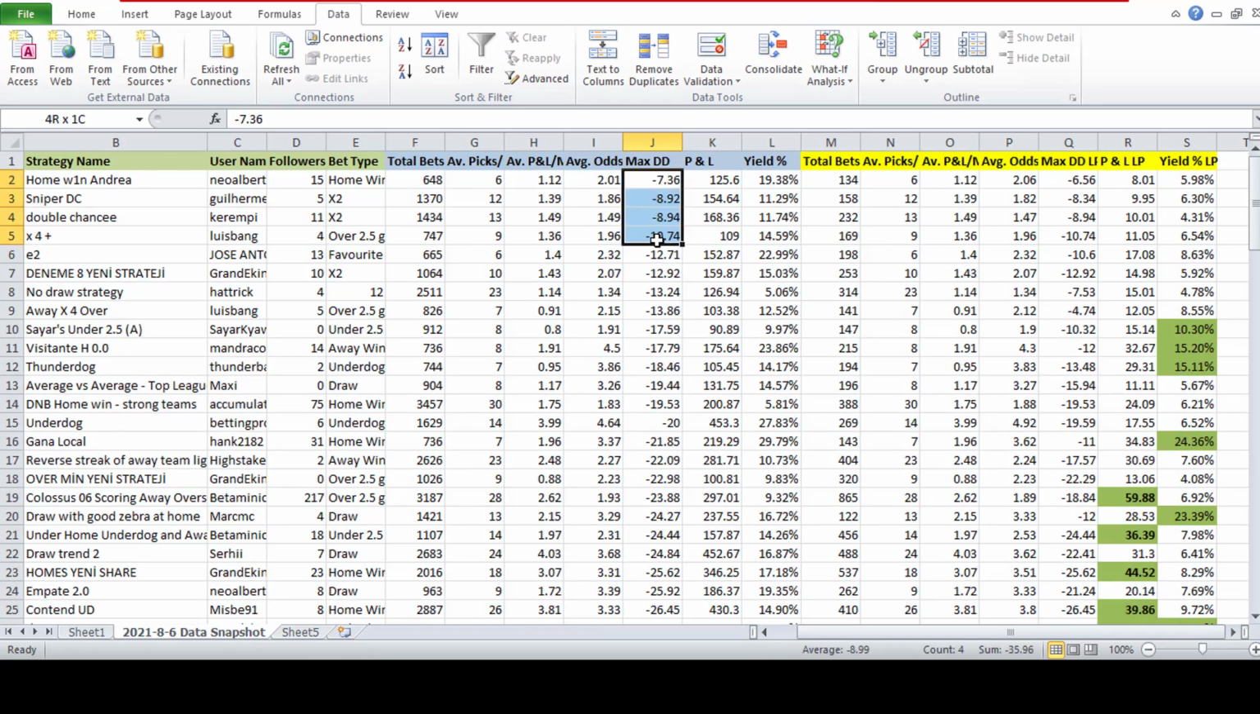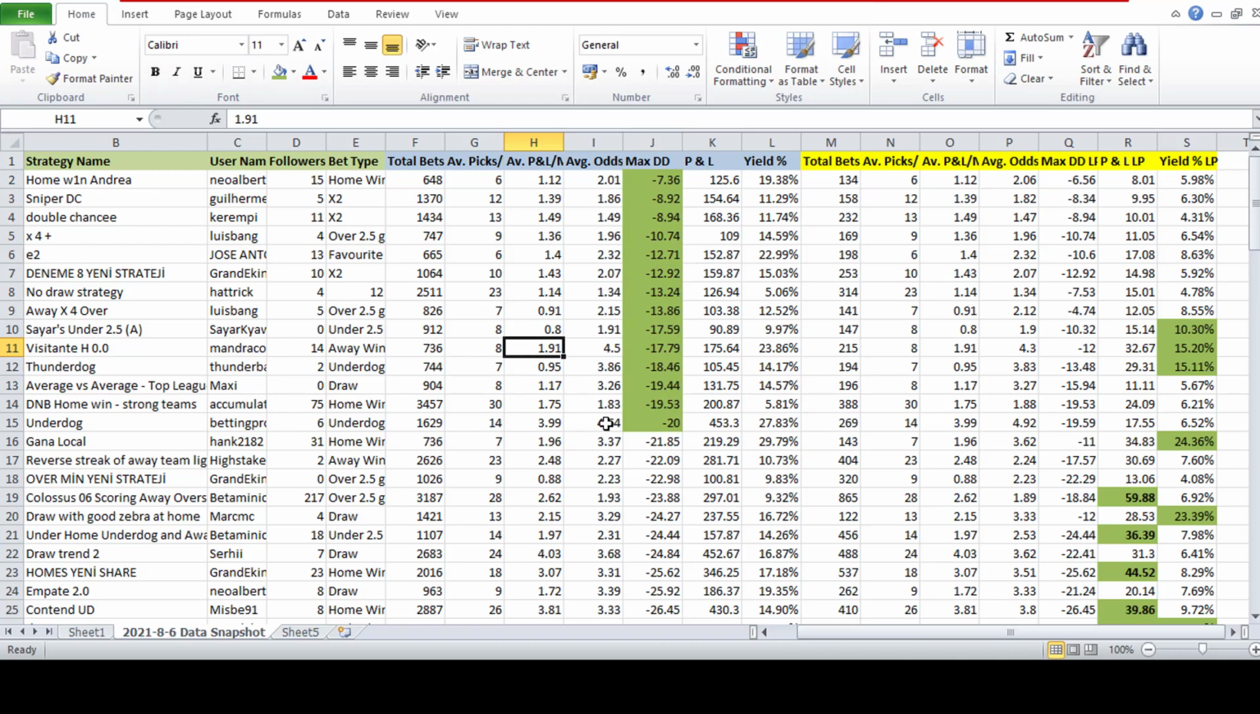So I'm going to highlight some of the strategies with low drawdowns. Under 20 is really, really good. I often follow anything that's under 30, that's fine. So I'm highlighting those that are really good.